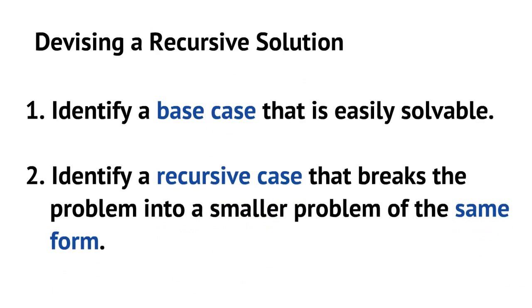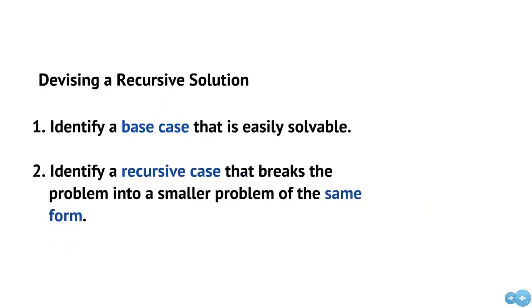So what about devising a recursive solution? There are really two parts to it. One is identifying a base case, or what we call a simple case, that we can solve easily. And the other is identifying a recursive case, and the recursive case needs to break our problem down into a smaller problem of the same form. If we're not doing that, we will not be converging toward that base case. So it's very important that each time we apply the recursive case, it's converging toward the base case. Otherwise, we would never actually exit our recursive solution. We'd just keep on going, and we probably don't want to do that.